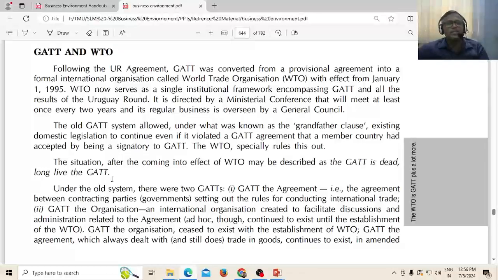The old GATT system allowed, under what was known as the grandfather clause, existing domestic legislation to continue even if it violated a GATT agreement that a member country had accepted as a signatory to the GATT. The WTO specifically rules this out. The situation after the coming into effect of the WTO may be described as: the GATT is dead, long live the GATT.